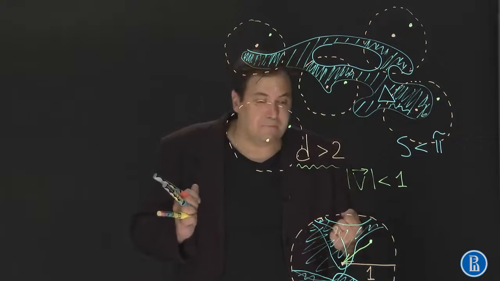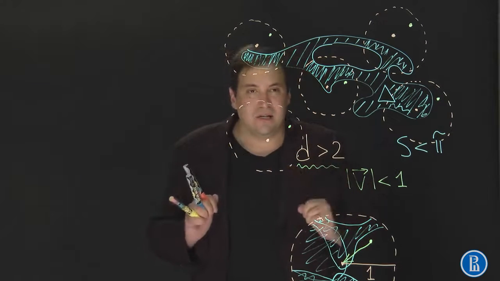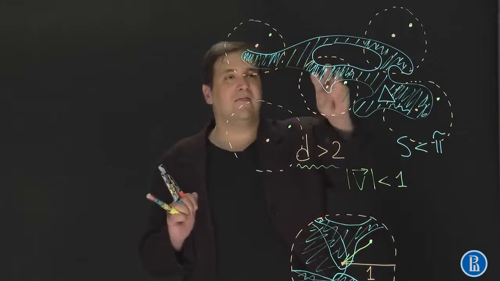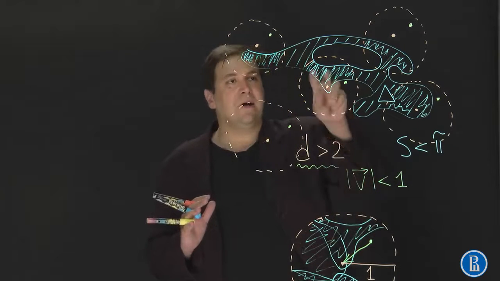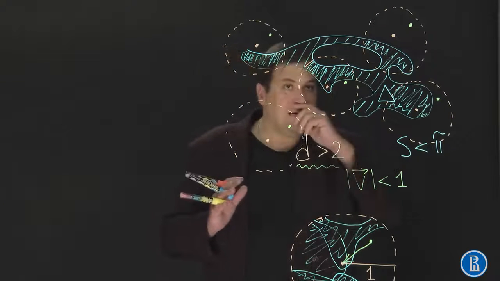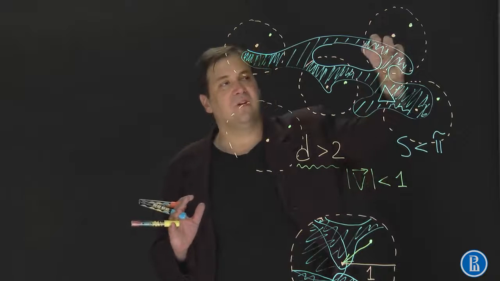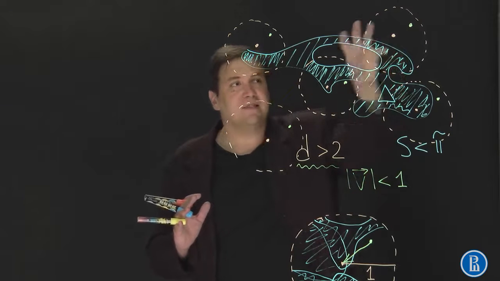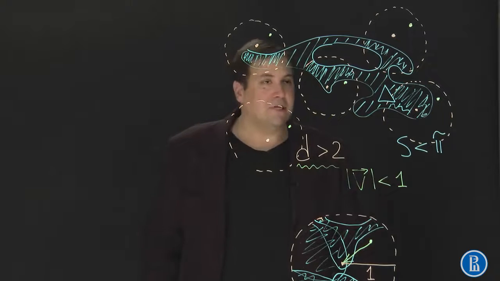But the answer is the following. We use this condition in order to have non-intersecting parts of the figure. You see, the part of the figure inside this circle does not, so to say, intersect with the part of the figure inside this circle. The circles are non-intersecting.